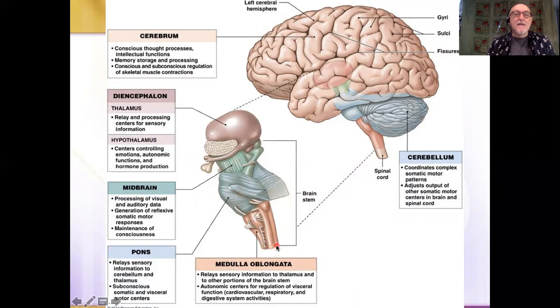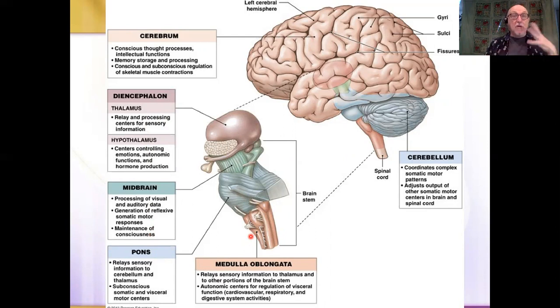Medulla oblongata ends there, and it goes to the spinal cord. Have a look at all of these: thalamus, hypothalamus, midbrain, pons, medulla oblongata. All of them have one overriding function, and that is sorting out where in the brain information has to go. These are all our relay stations.